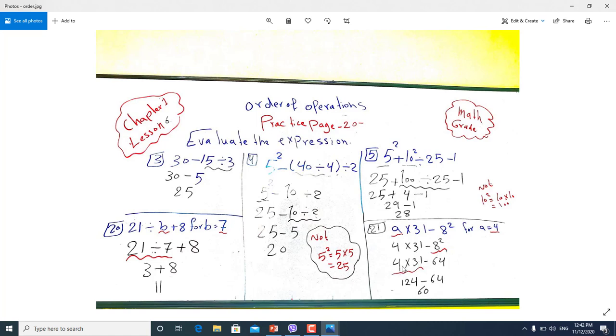After that, from this step, we'll solve. We will start from left to right. If you have any multiply or divide, we solve. So we have multiply, 4 times 31. You can say 1 times 4, it's 4, and 3 times 4, it's 12, and minus, we put down 64 also. From there, we just have minus. Let's solve it. 4 minus 4, it's 0. 12 minus 6, it's 6.